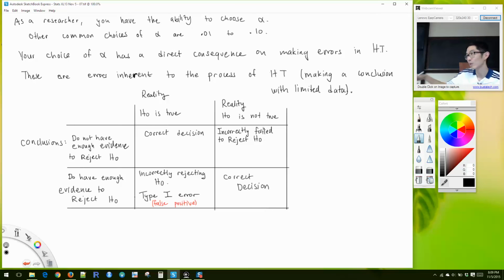Okay, so maybe in reality the mean is 100. The hypothesis is that it's 120, but from random sampling, maybe our sample mean ended up like 119, and we're like, well, we're not going to reject the null. Okay, but that's wrong, right? And so this is known as a type 2 error. Or sometimes called a false negative.